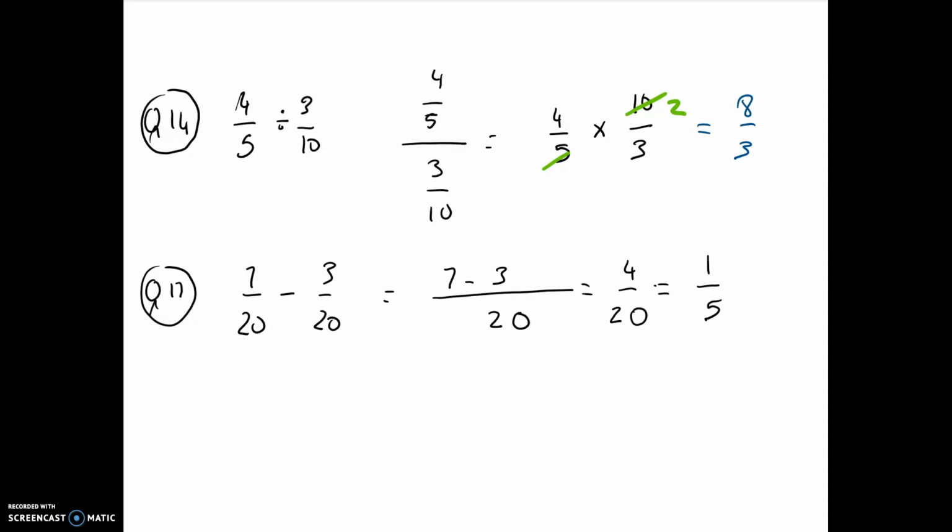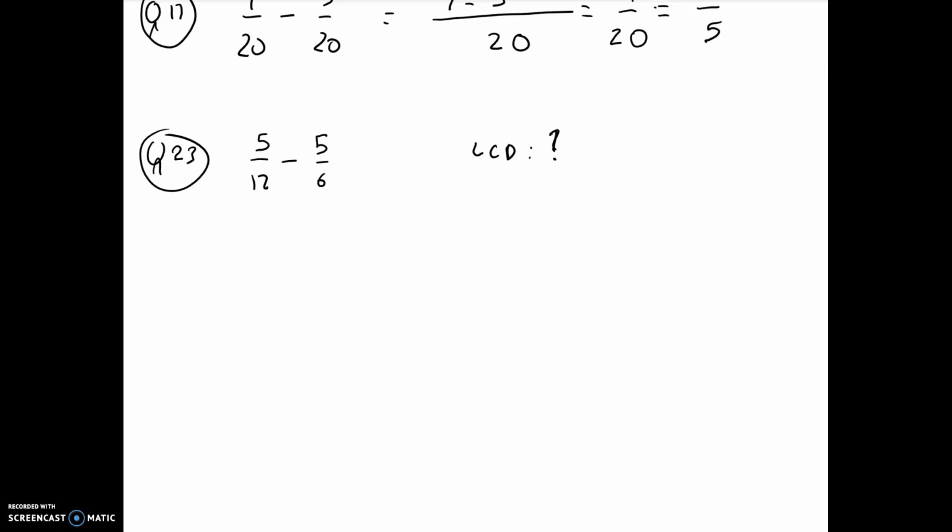Let's try to do problem number 23 now. If I want to do problem number 23, we have 5 over 12 minus 5 over 6. So in this one, we don't have the same denominator. And when you don't have the same denominator, you need to find your LCD.